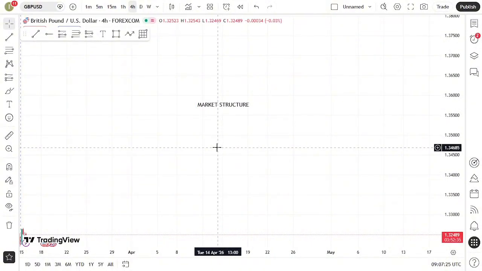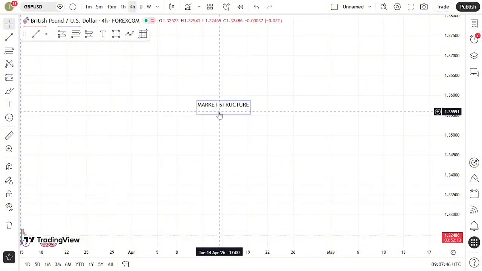In this video I'm going to be breaking it down the simplest way possible so you can start reading the market like a trader, because honestly, if you don't understand market structure, trading will always feel confusing to you. Take it from me. But once it clicks, this chart starts to make a lot more sense to you. So let's get into it.